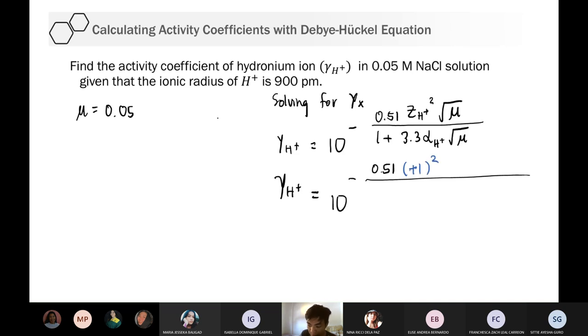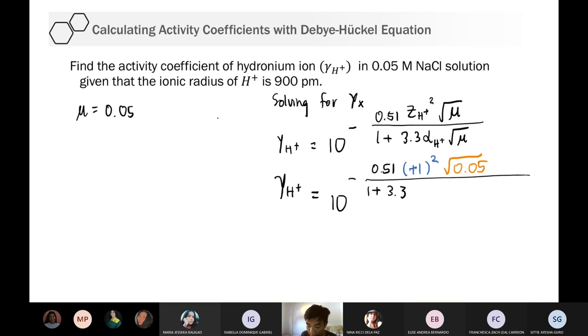Squared. Then, square root of mu. So, square root of mu, the activity coefficient, 0.05. Okay, nasa baba, 1 plus 3.3 alpha. So, what is alpha? Alpha is the ionic radius, no? And that is given as 900 picometers.